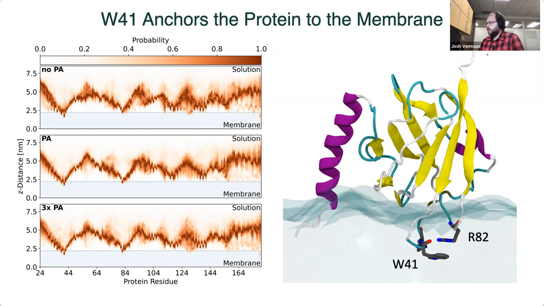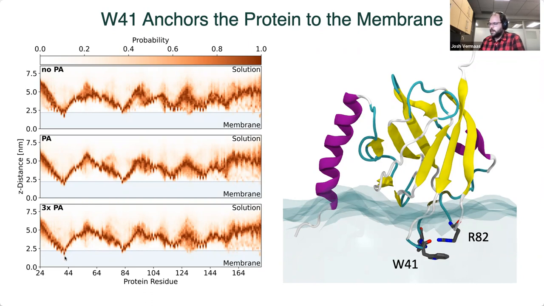And what we see in the end is shown pictorially here on the right, where these two residues, this tryptophan 41 and arginine 82, embed themselves most deeply into the membrane. And the membrane here is represented by this transparent surface. Now, how do we know that those are the ones that are most consistently bound? The way that we see this is to look at this quantitation here on the left, where we're taking the protein residue on the x-axis and then the distance relative to the center of the membrane on the y-axis.